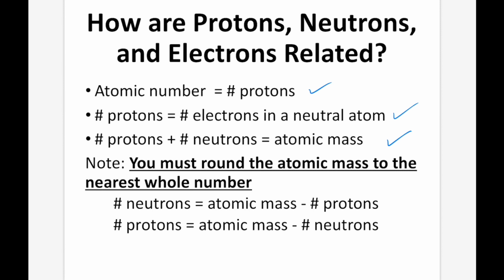And keeping in mind, when we're figuring this out, we need to round the atomic mass to the nearest whole number. And then we can use these other two formulas, number of neutrons equals atomic mass minus number of protons, to figure out the neutrons, and we can figure out protons by subtracting the number of neutrons from the atomic mass. So that's just using this formula here and changing it around to solve for the other two variables.